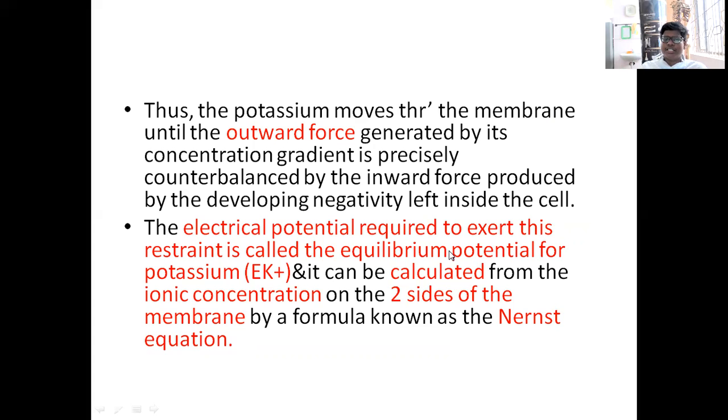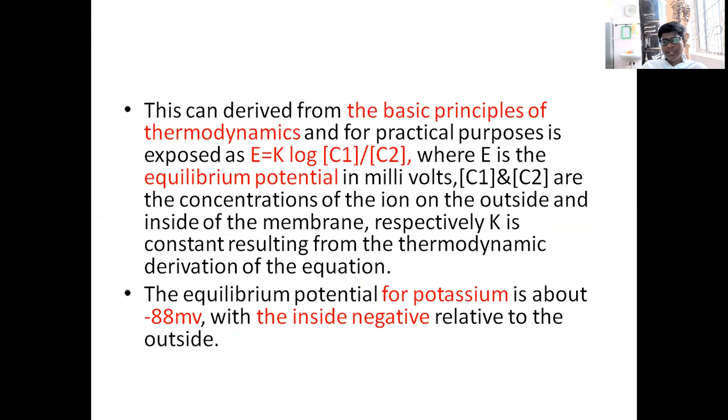The electric potential required to exert restraint is called the equilibrium potential for the potassium and can be calculated from the ionic concentration on the two sides of the membrane by the formula known as the Nernst equation. This can be derived from the basic principles of thermodynamics and for practical purposes is expressed by E equals K log C1 divided by C2, where E is equilibrium potential in millivolts. C1 and C2 are the concentration of the ion on the outside and the inside of the membrane respectively. K is a constant resulting from the thermodynamic equation.